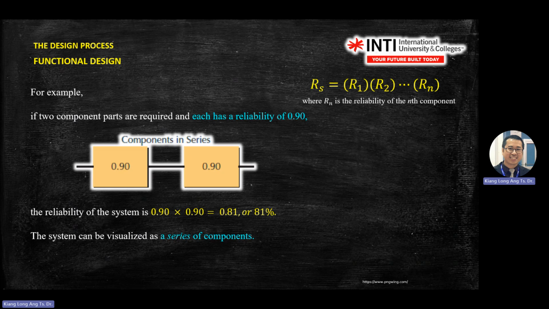Short break. We stop here, but let me explain this one first. So how do you apply the formula? The formula will be R1 multiplied by R2 because here we only have two components. So 0.9 multiplied by 0.9, the reliability will drop to 81%, 0.81. You press the calculator, 0.9 multiply 0.9, you get 0.81. The answer: the reliability of the assembled product will be 81%.